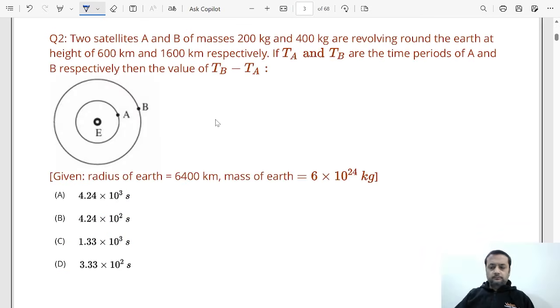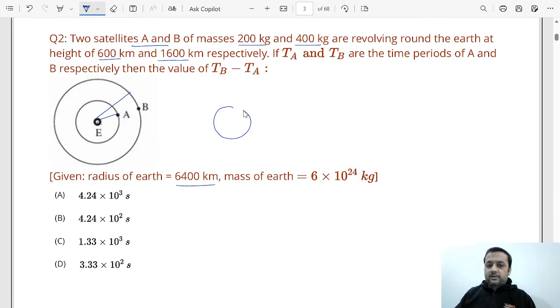All right. In this question, there are two satellites A and B. A is of mass 200 kg, B is of mass 400 kg, and they are both revolving around the Earth at heights of 600 and 1600 kilometers. So the height of A is 600 kilometers, and the height of B is 1600 kilometers. Remember that the radius of the Earth is 6400 kilometers.